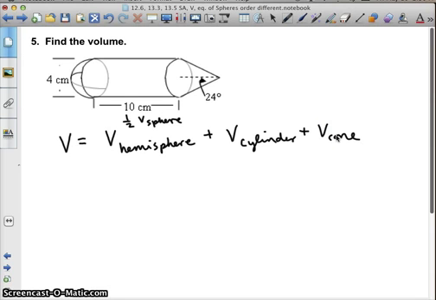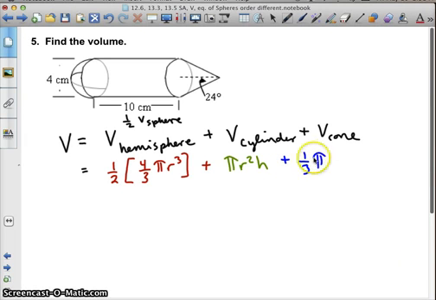So let's recall our different formulas. For a sphere, that's 4/3 pi r cubed. So we'll write here 1/2 of the volume of our sphere, 4/3 pi r cubed. Then plus the volume of our cylinder, so that's the area of our base times our height, which is pi r squared h. Then we're going to have the volume of our cone, which is 1/3 the area of our base, which is pi r squared, times our height.